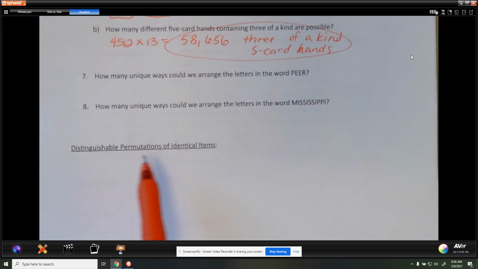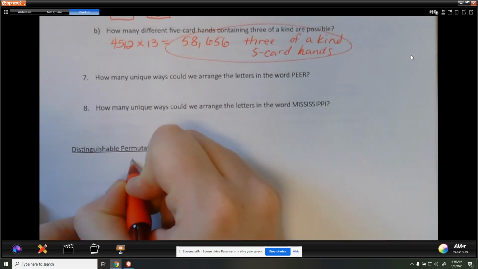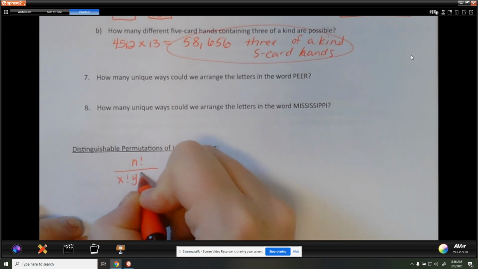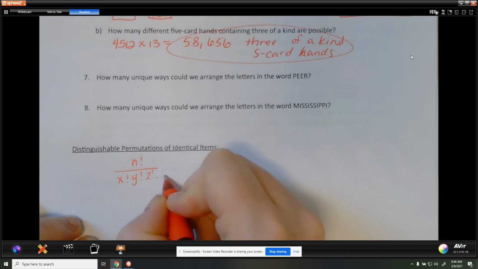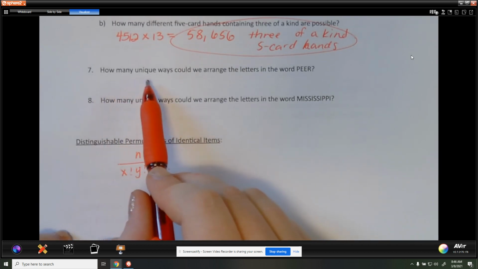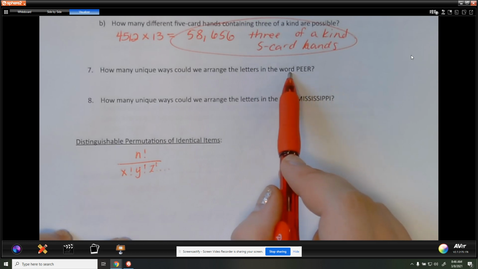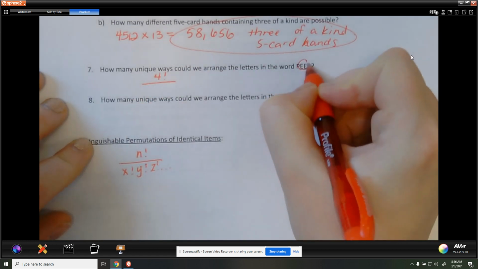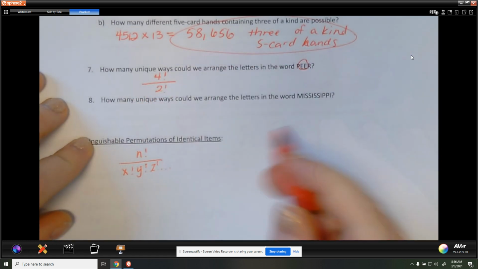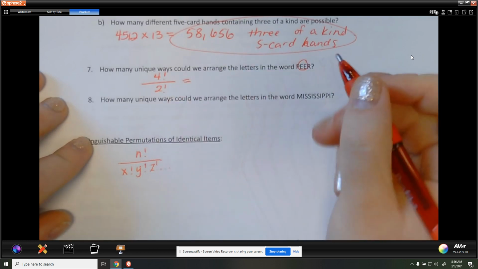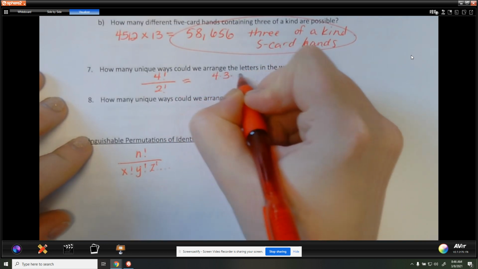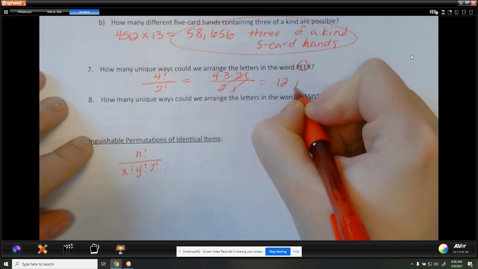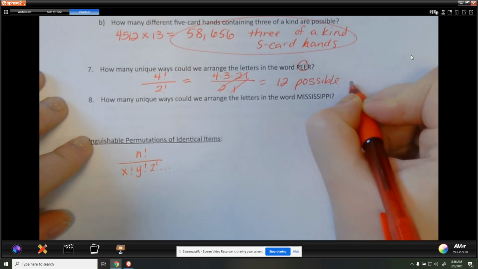And last little bit. We're using distinguishable permutations of identical items. This is where we take n, our total number of items, and we divide by the number of repeats. So how many unique ways can we arrange the word peer? We've got 4 letters, and the e's repeat, so divided by 2 factorial because it repeats 2 times. So we've got 4 times 3 times 2 times 1, all divided by 2 times 1. We have 12 possible arrangements.